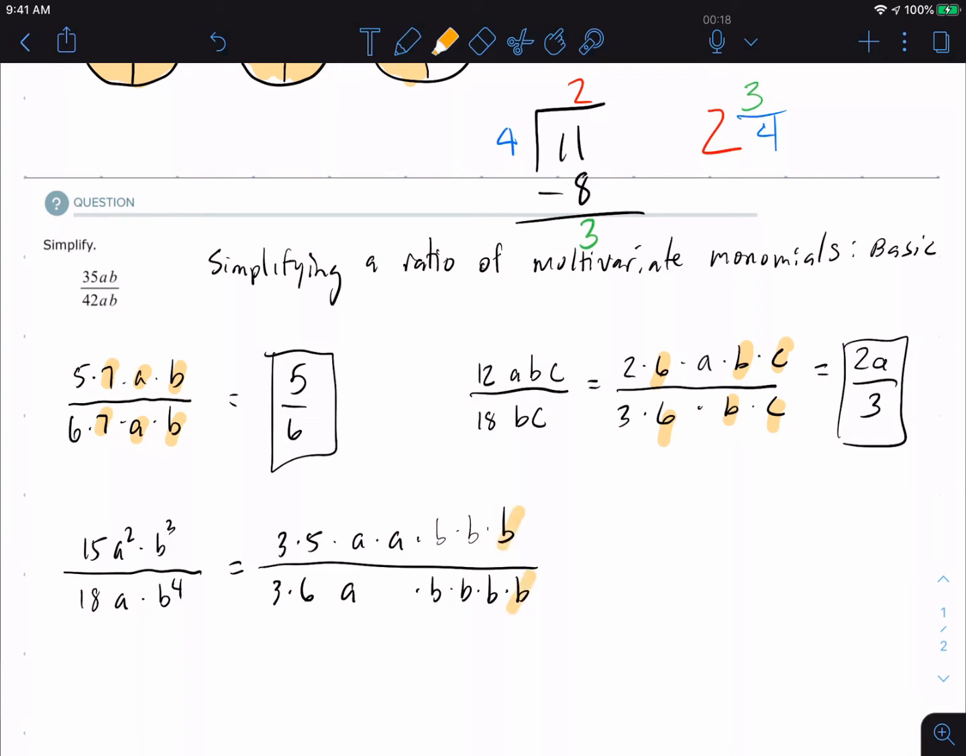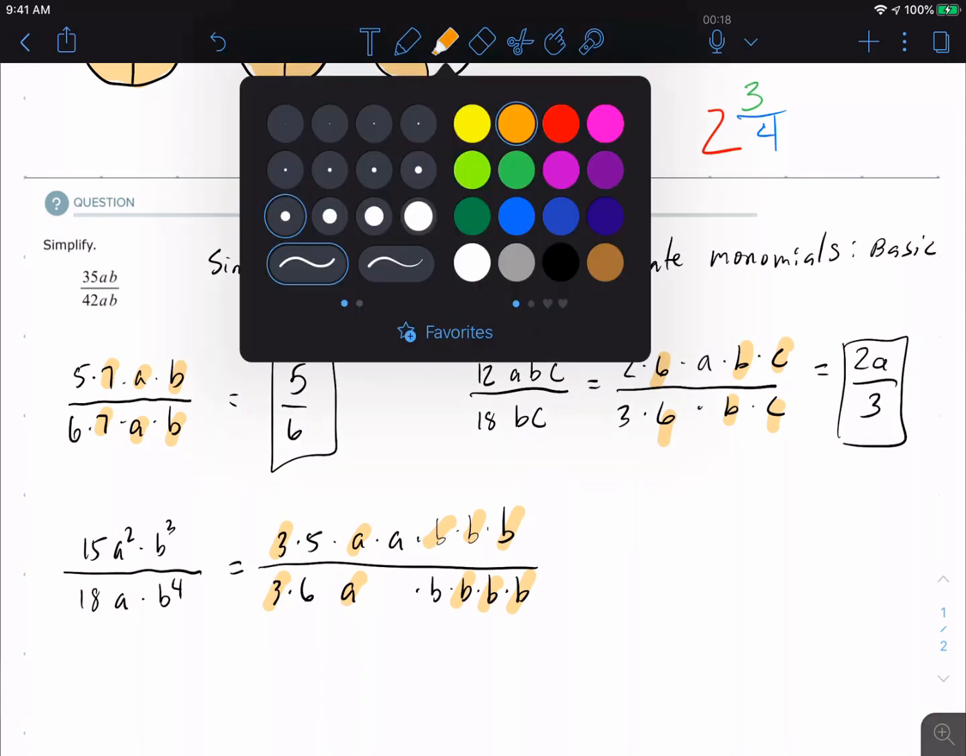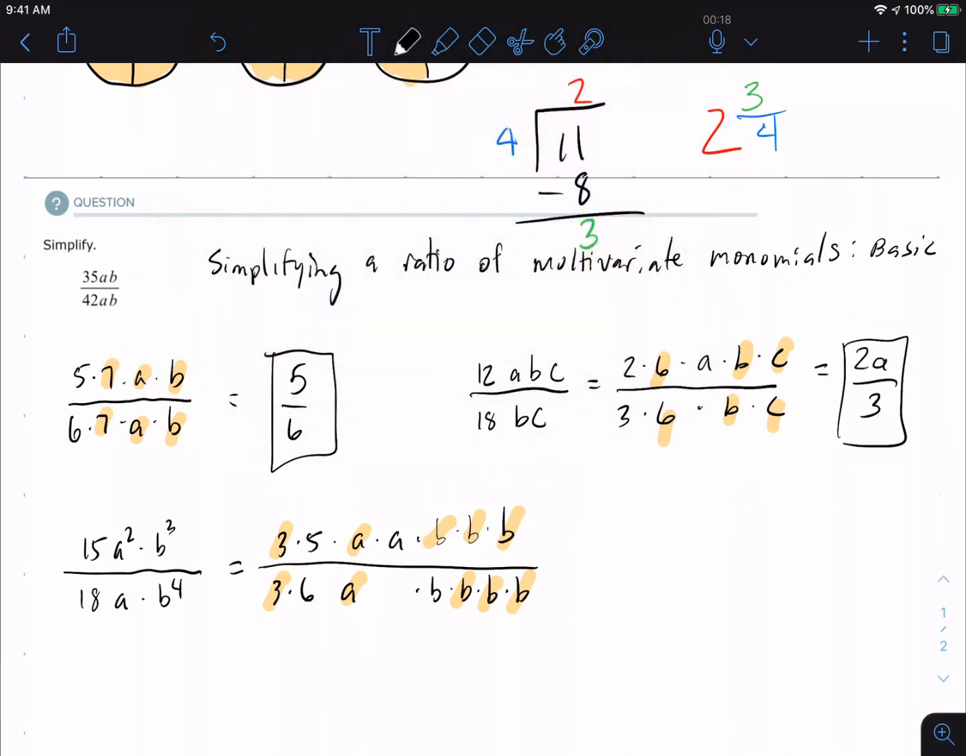So then this will cancel this one, this will cancel this one, this will cancel this one. This cancels the A's, this takes the 3's, and we can see we're going to end up with 5A over 6B, and that would be the answer for this one. A little more complicated, but very doable, right?